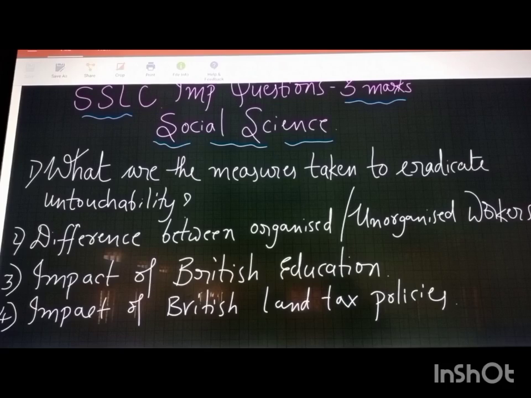Once again I repeat, a new class of zamindars was created. Land became a commodity so that loans could be raised by mortgaging the lands. Many zamindars mortgaged their lands. Agriculture became commercialized. The money lenders became strong. So these are the points for the impact of British land tax policy.